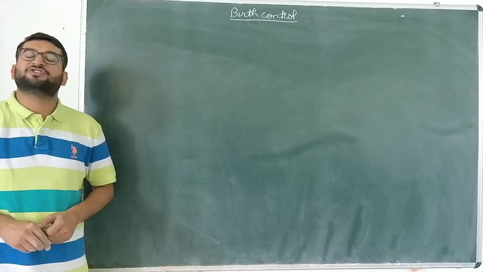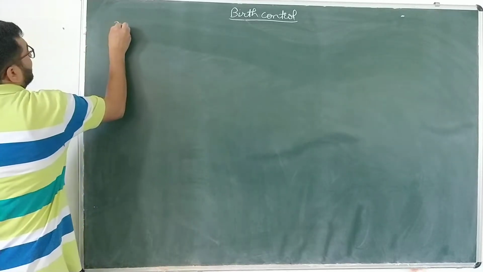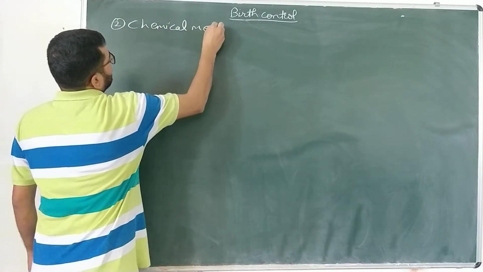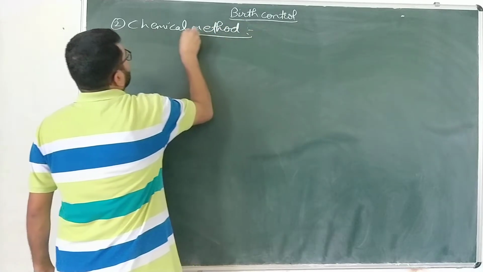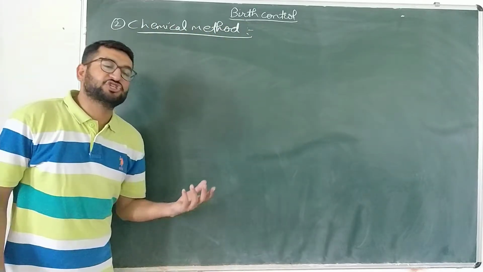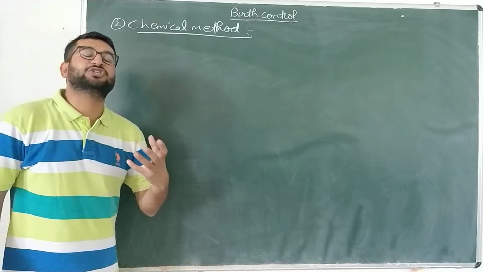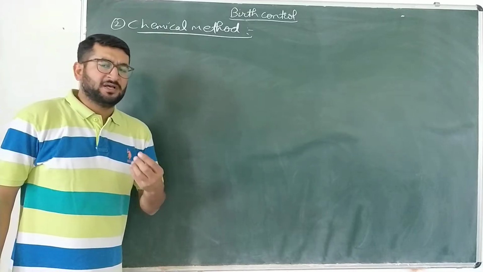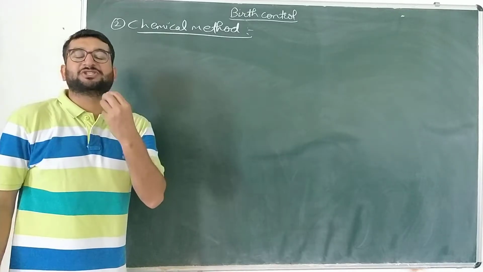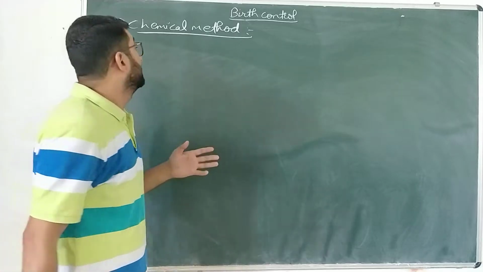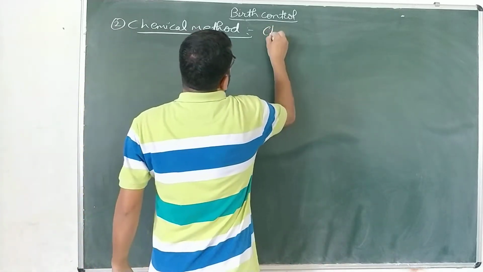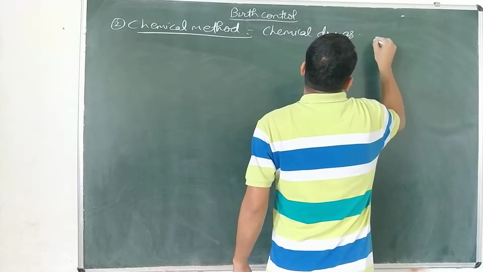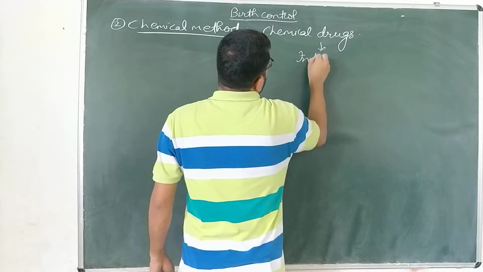The second method which we have to discuss is the chemical method. In this we use various chemicals which either kill the sperms or do not allow the egg to mature. They do not allow the maturation of an immature follicle into a mature Graafian follicle. In the chemical method, various chemical drugs are used in the form of pills.